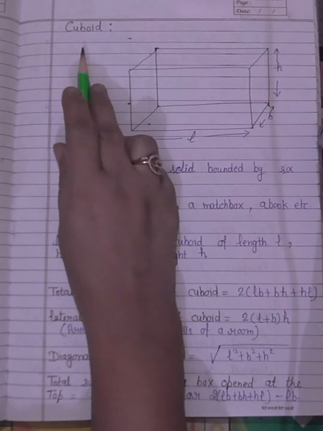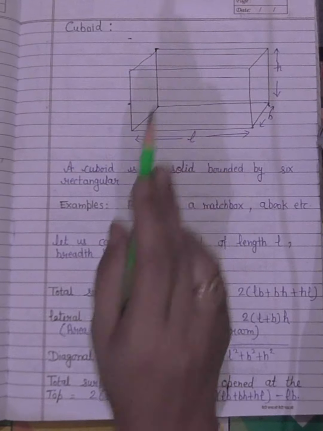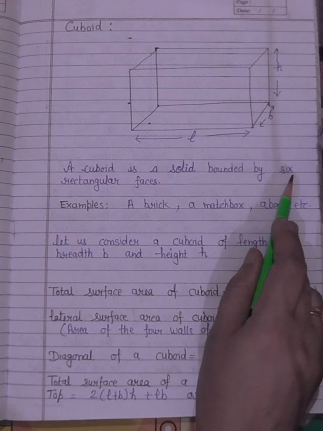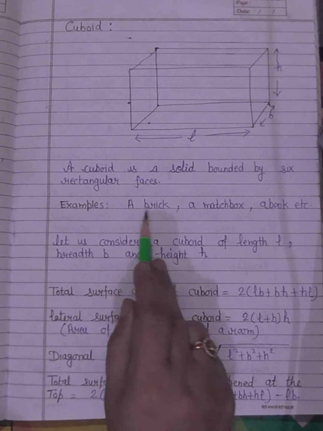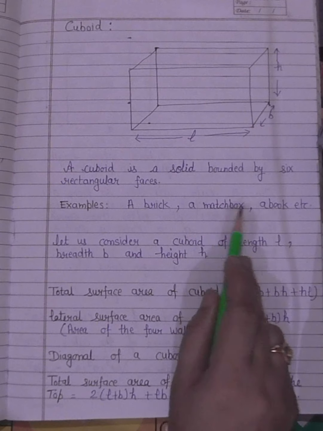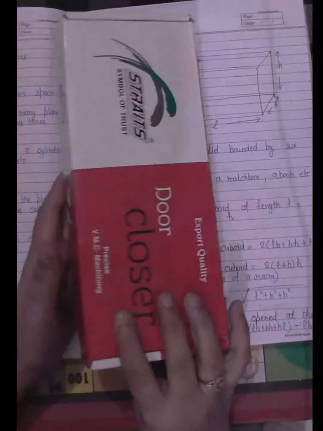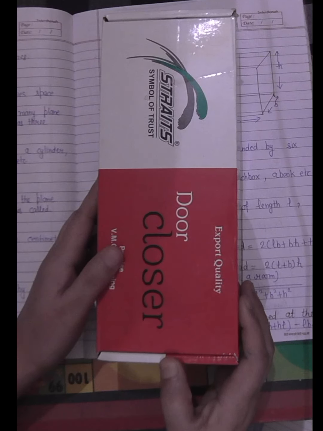First of all, we will study about cuboid. What is a cuboid? A cuboid is a solid bounded by 6 rectangular faces. For example, a brick, a matchbox, a book, etc. Here I have taken one box. It is an example of cuboid.